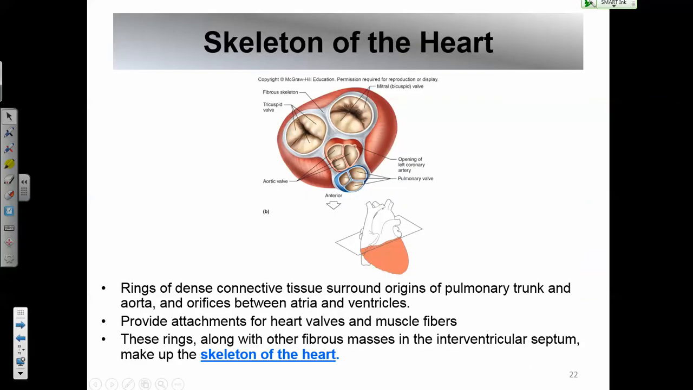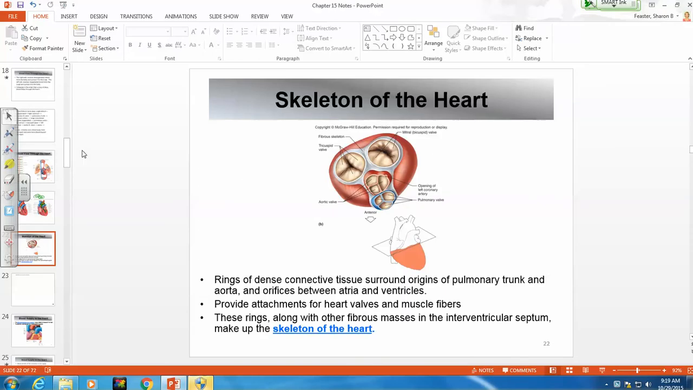Oh, wait. We have done that. Let's go way back down to the bottom. Y'all are excited because we're getting close to the end.